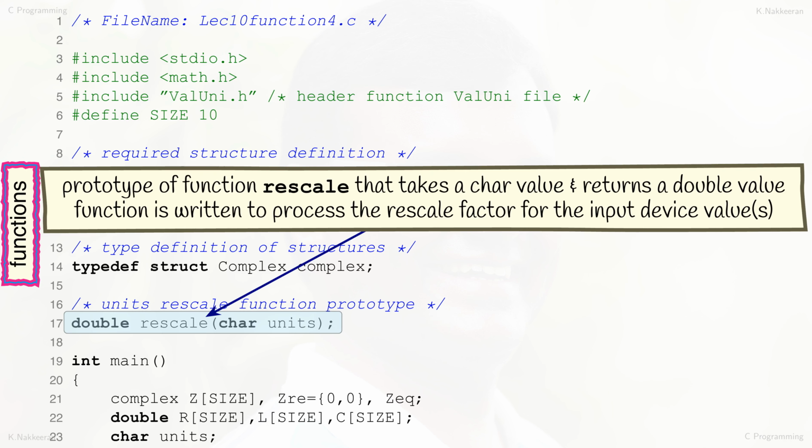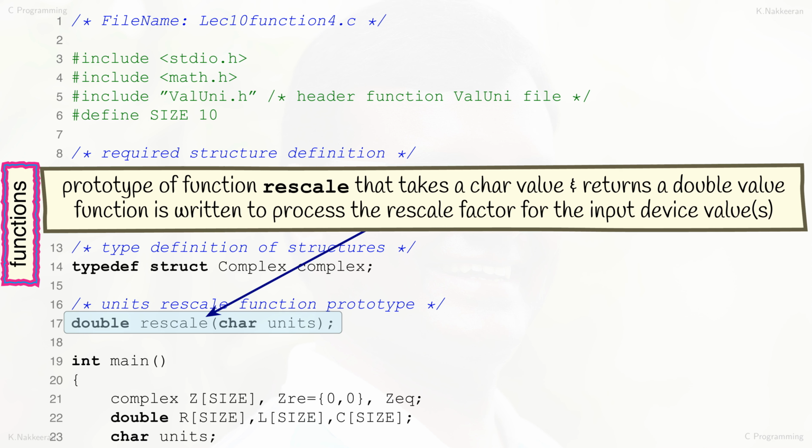Line 17 is written for the prototype of the function named rescale that takes a character value and returns a double value. This function is written to process the rescale factor for the input load RLC values in any higher or lower order units to their respective base unit values for impedance calculations. The character corresponding to the load RLC units in their respective higher or lower order is input through the keyboard, and that character is passed on to this rescale function.